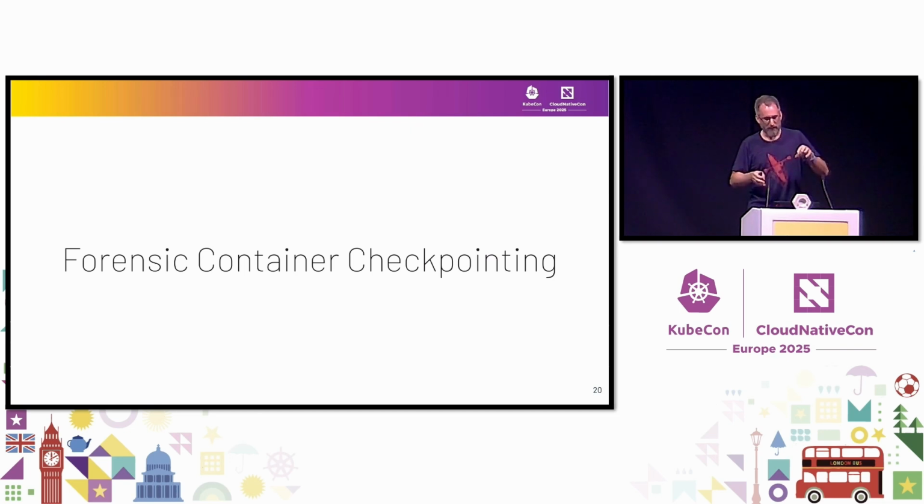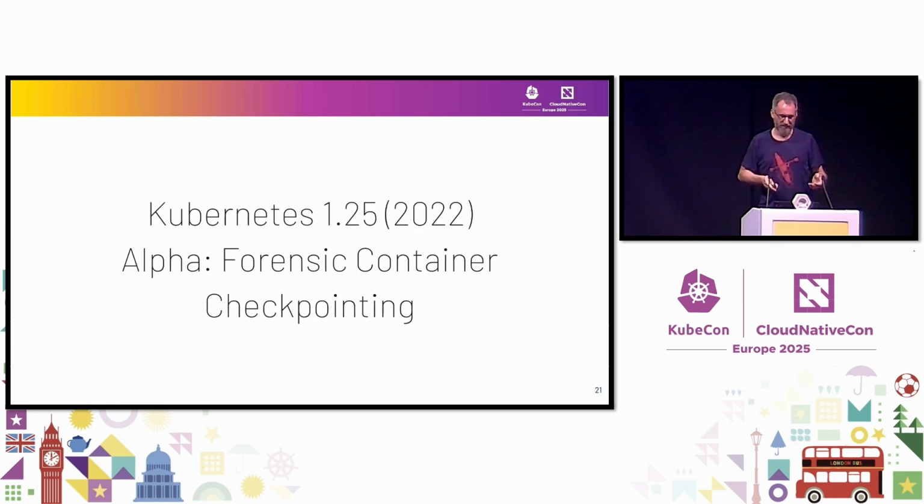And the reason we did forensic container checkpointing this way in Kubernetes is that the impact on the source code of Kubernetes was minimal if we just do the checkpointing part. This is also why we today only have a kubelet-only API, just to minimize the code changes and see if this is a good idea to have in Kubernetes. In 2022, with Kubernetes 1.25, the feature was released as an alpha feature, forensic container checkpointing. And since then, you can use it.